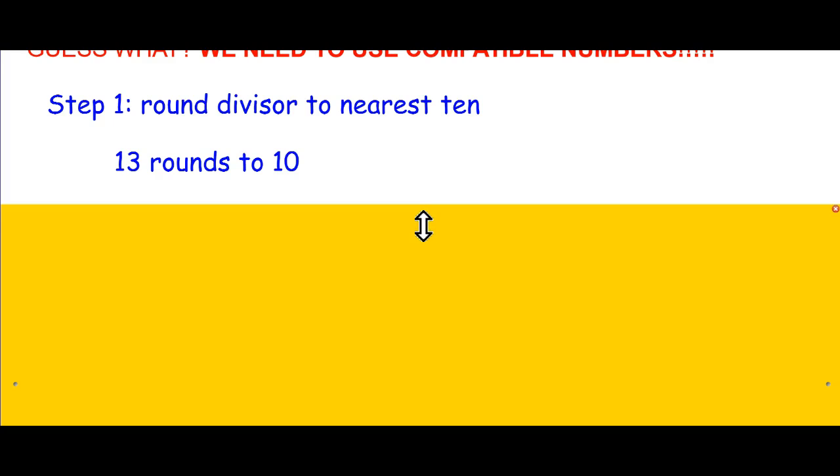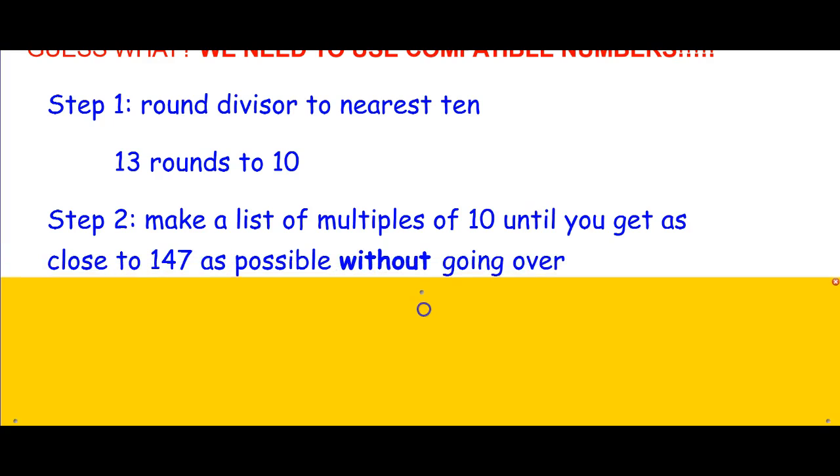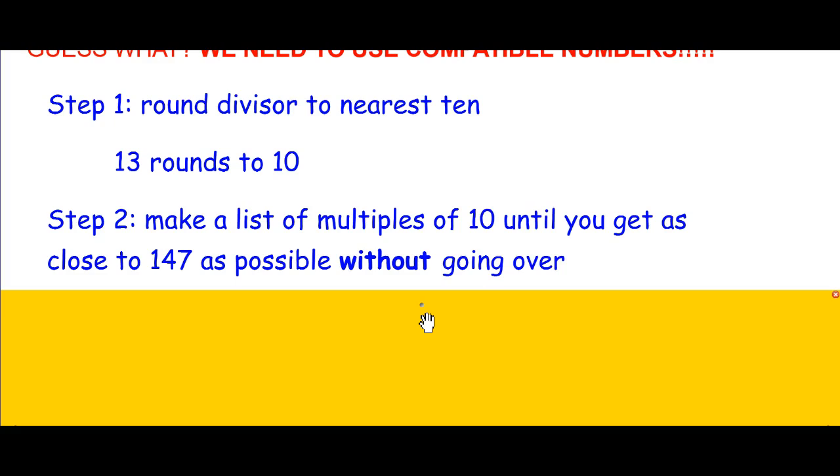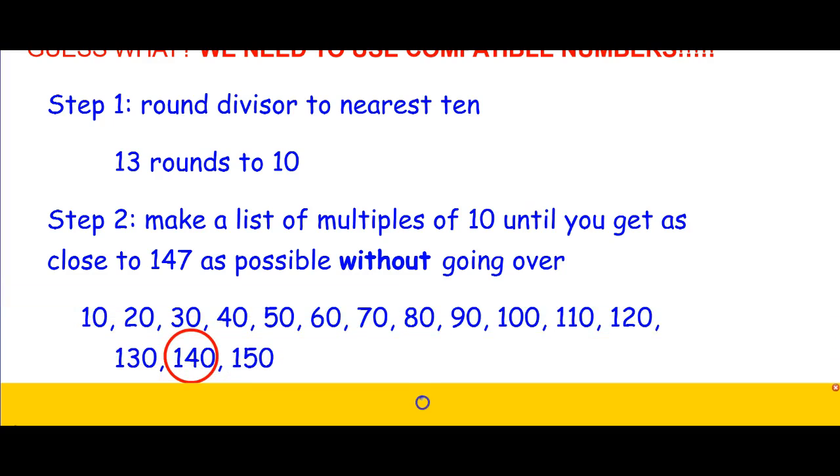Then once we have our divisor rounded to the nearest 10, we're going to make a list of multiples of that divisor until you get as close to 147 as possible without going over. This should sound familiar. This is exactly what we were doing with our single-digit divisors. So there's my list of multiples of 10. It goes the whole way up to 150. 150 is too high because it went over, but it is the closest to 147. But we want to go to the closest without going over. So it's 140.